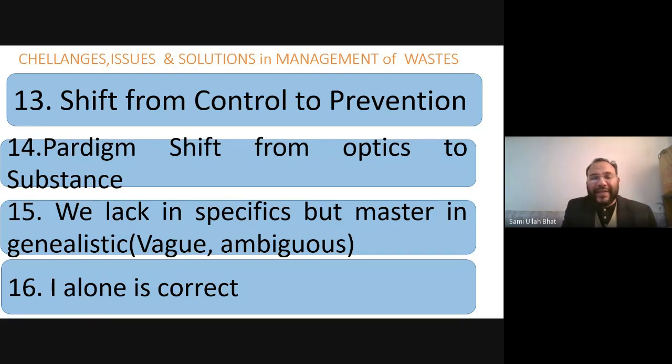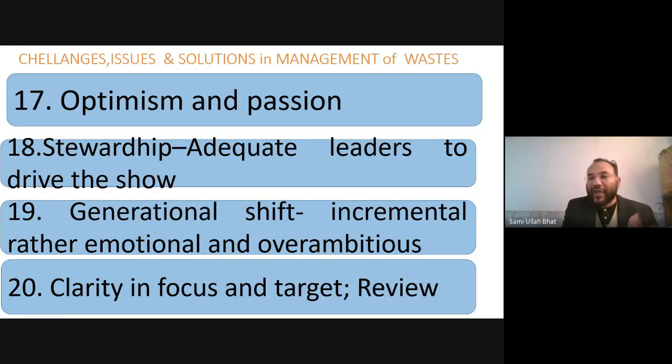We need to have collaboration. We need cooperation to cover common ground. Then we have optimism and passion. Having said that, these are all challenges, these are all issues. But at the end of the day, it is the optimism and the passion that will override all of these things that we can think of.